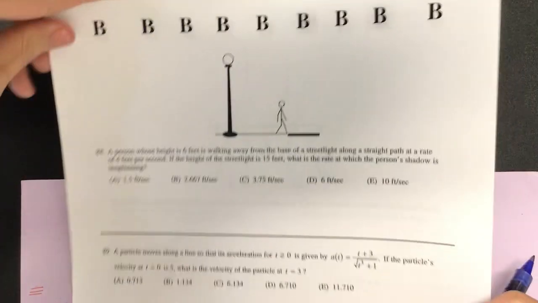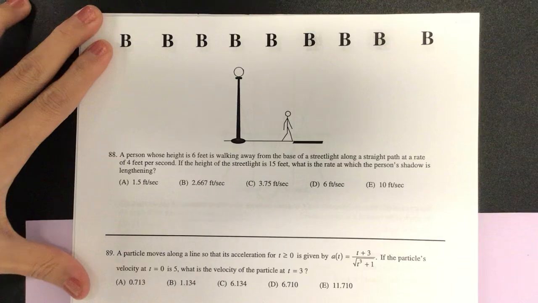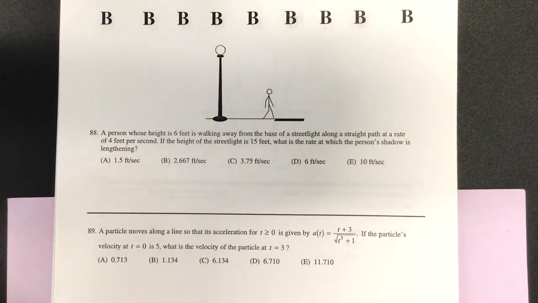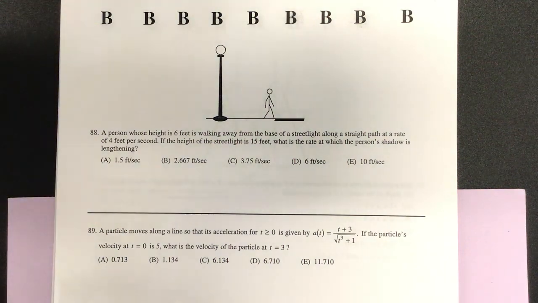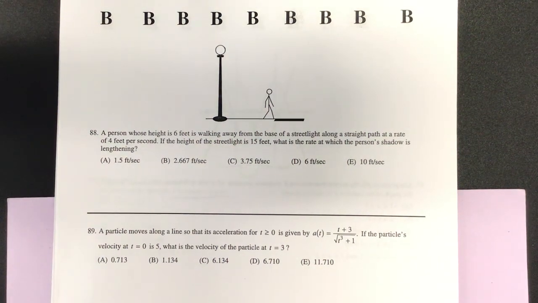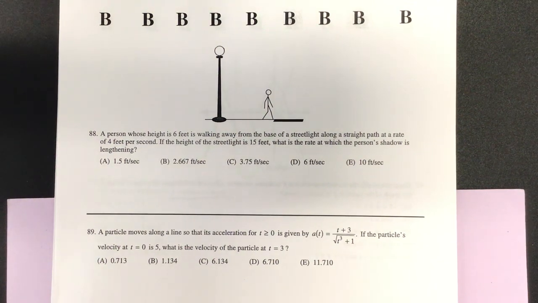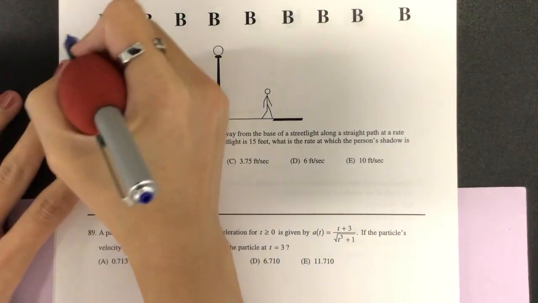Okay, 88 is our related rates. So Lauren's going to go ahead and read that one. A person whose height is 6 feet is walking away from the base of a street light along a straight path at a rate of 4 feet per second. If the height of the street light is 15 feet, what is the rate at which the person's shadow is lengthening? Okay, so this related rate is very, very doable. Let's see why that is the case.